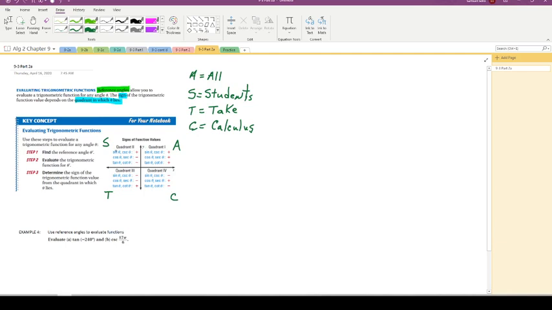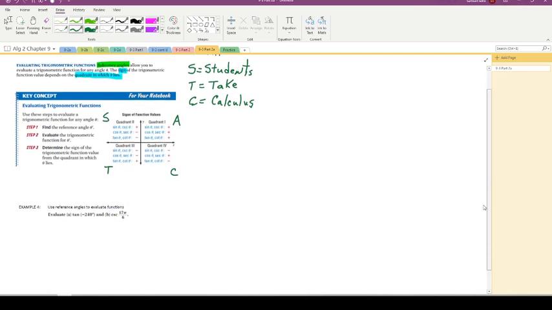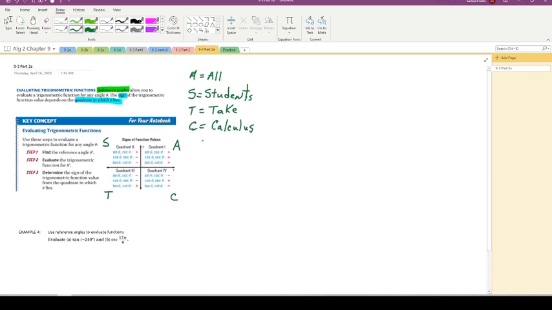Sine is positive and its reciprocal. Tangent and its reciprocal is positive. And cosine and its reciprocal is positive. All students take calculus. Very important, okay? So if you know that, and that's easy to remember, you want to put that in your notes.